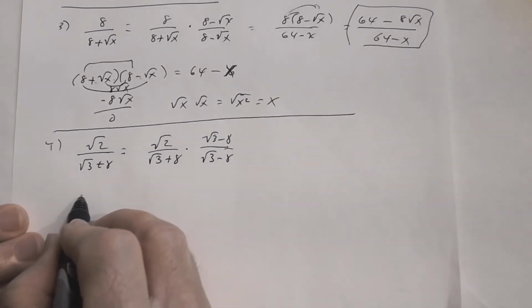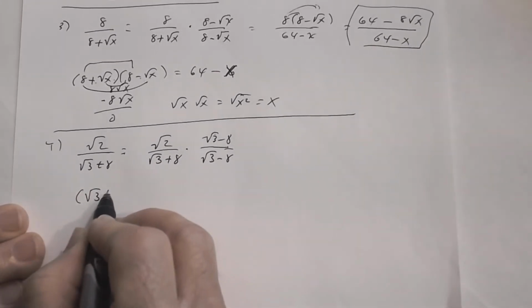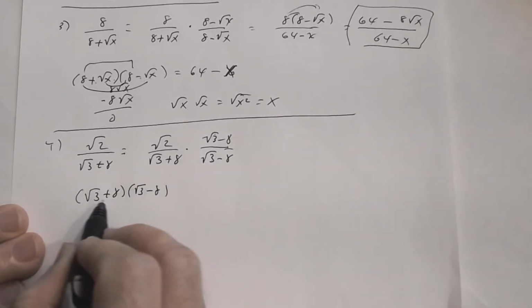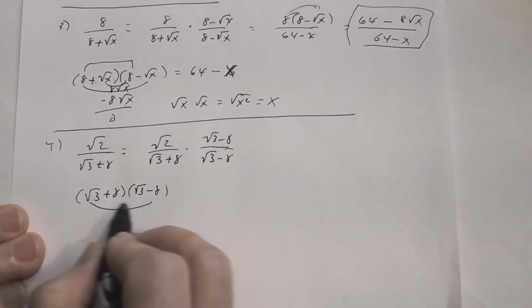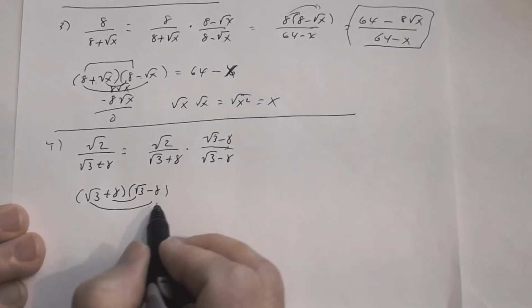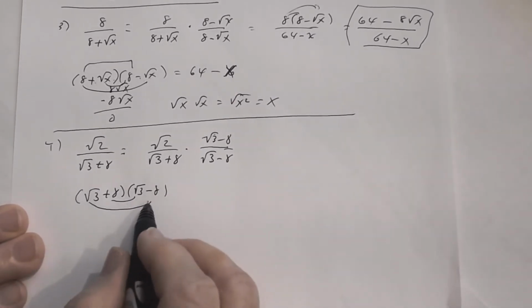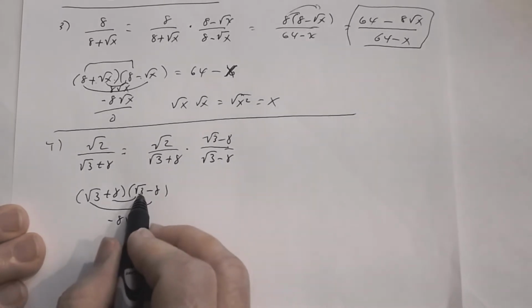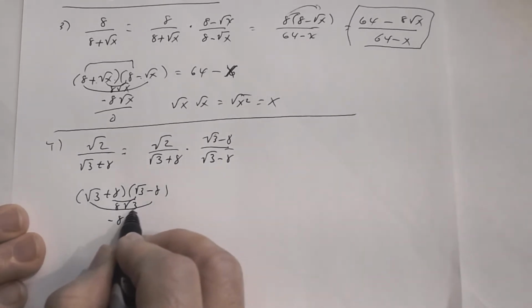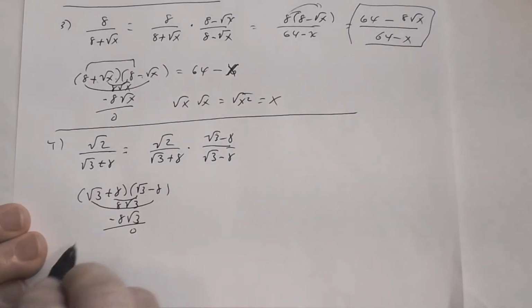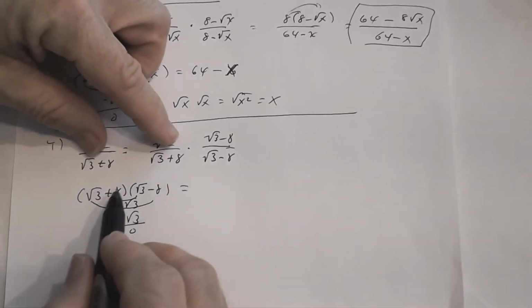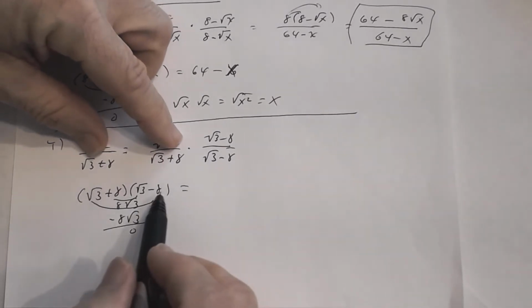So if you think about what we have, the square root of 3 plus 8 times the square root of 3 minus 8. And then if I look at the outer and the inner, remember the outer and inner should be 0. So square root of 3 times a negative 8 is negative 8 square root of 3. A positive 8 times a positive square root of 3 is positive 8 square root of 3. And notice I do get 0. And so basically all you're going to have is looking at the first and the last of FOIL.